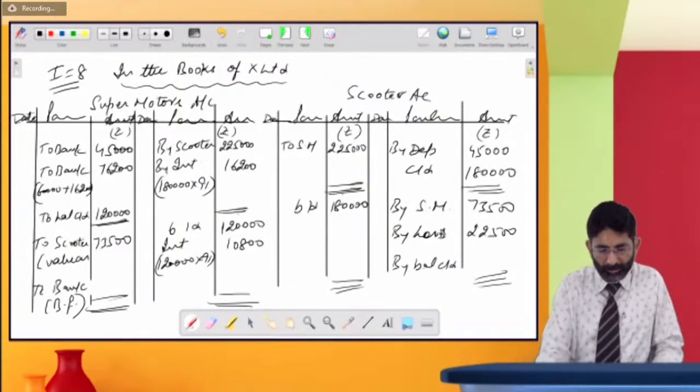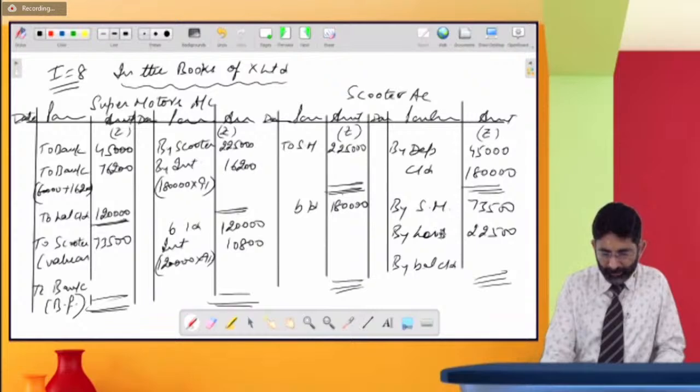Your homework, beta, is illustration number 10 and 11. You may try illustration number 10 and illustration number 11, if you can do it. Otherwise, there's no problem. We will do it tomorrow.